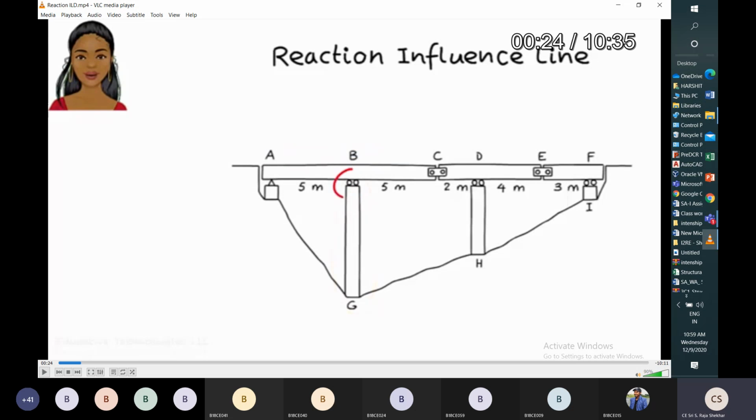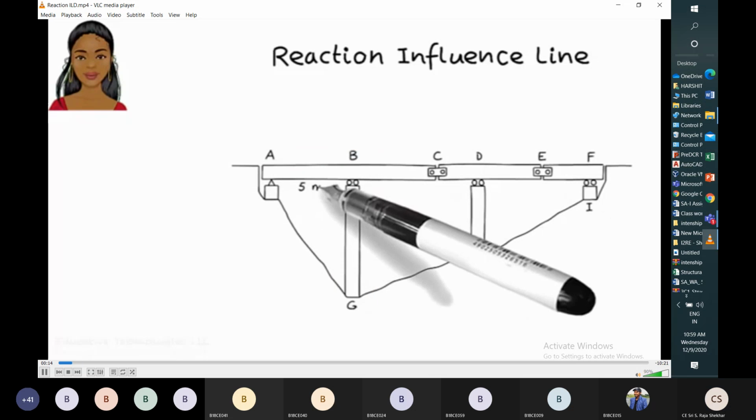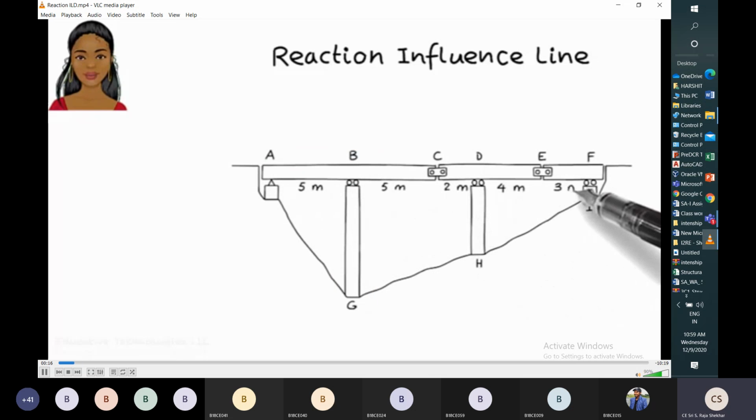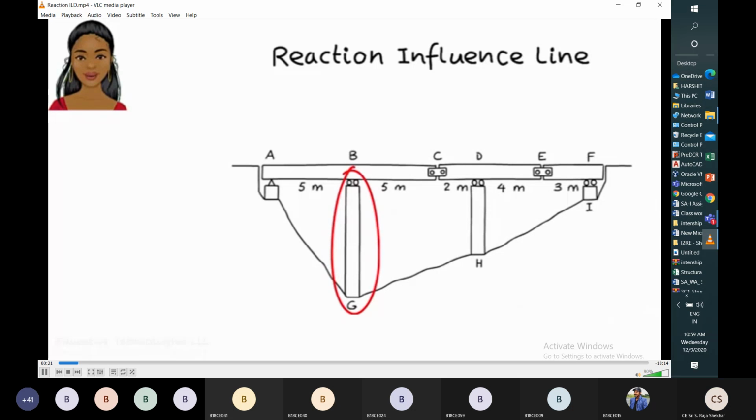If you observe this one, you can observe the variation of reaction in the member BG. So observe this animated video.